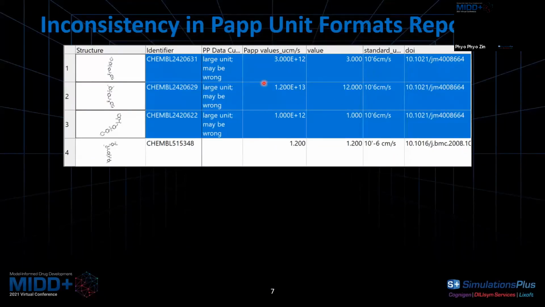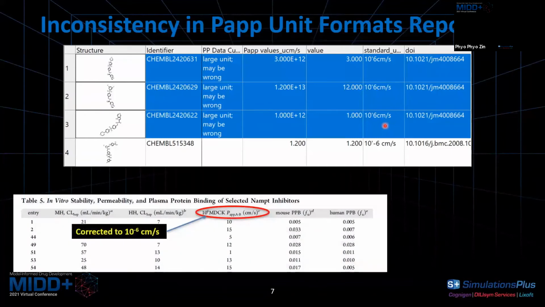Here is a screenshot from the actual project. These structures have very large PAPP values. They are on the scale of 1,000,000 or more centimeter per second, which doesn't make sense because it's way beyond the distribution of the entire dataset. So when we look at the literature, this is how it is being reported. This is not necessarily a million centimeter per second. This is more of a formatting issue, so we corrected that to microcentimeter per second, just to show how differently the units are being reported.